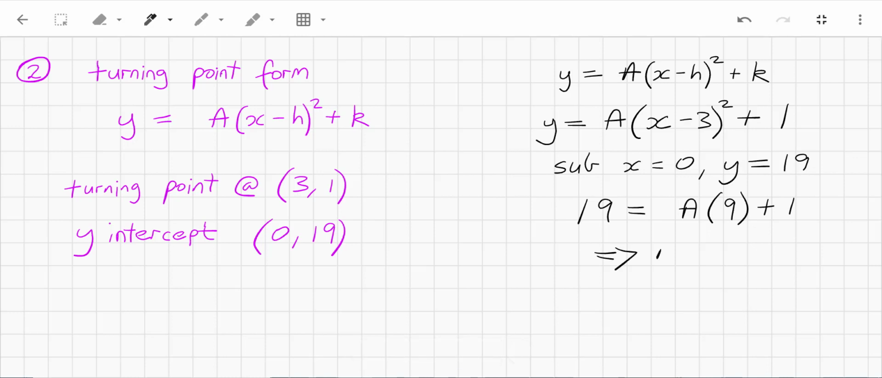which then implies that a is equal to 19 minus 1, 18, 18 divided by 9, 2. So therefore, the equation of the second parabola is y = 2(x - 3)^2 + 1.